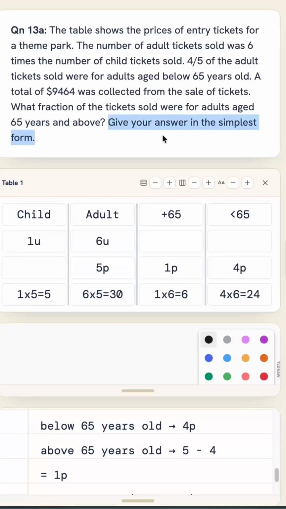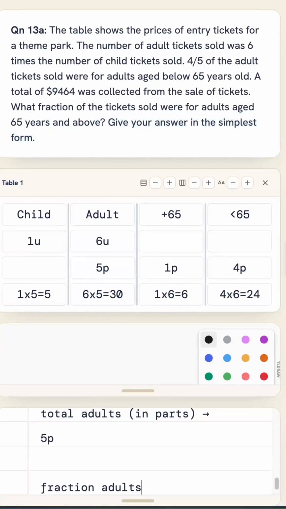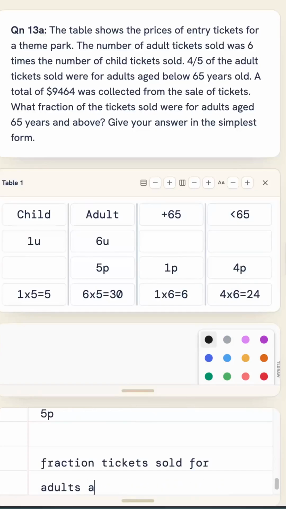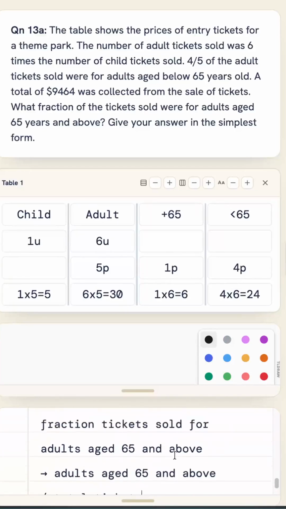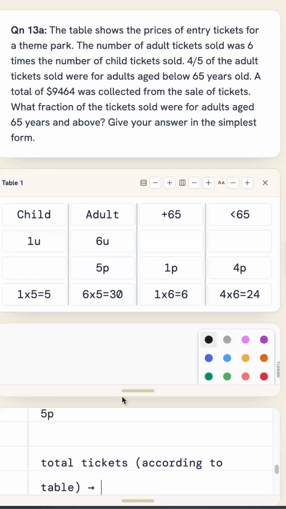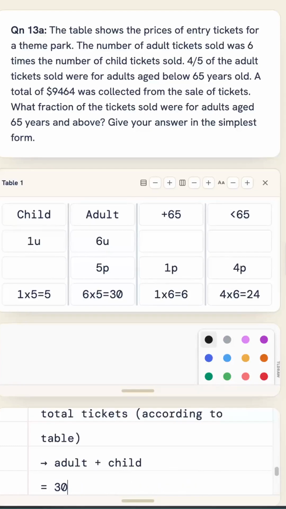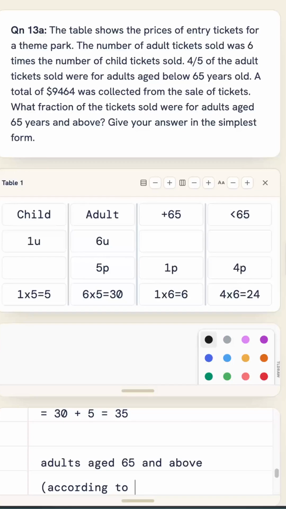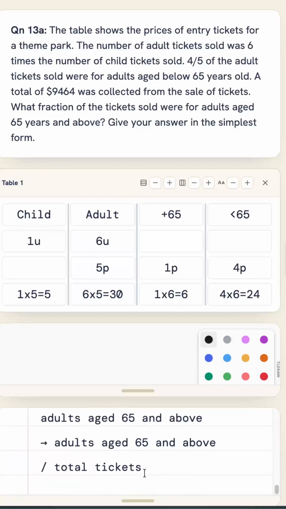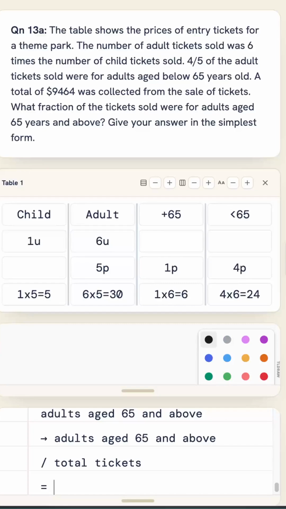So, give your answer in the simplest form. What is the fraction of adult tickets sold for adults aged 65 and above out of the total? So we need to find the total tickets. So total tickets according to the table is 30 plus 5, or adult plus child, equal to 35. Then the adults aged 65 and above according to the table equal to 6. So that means adults aged 65 and above is 6 out of 35.